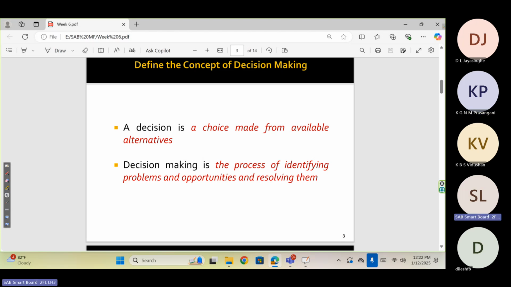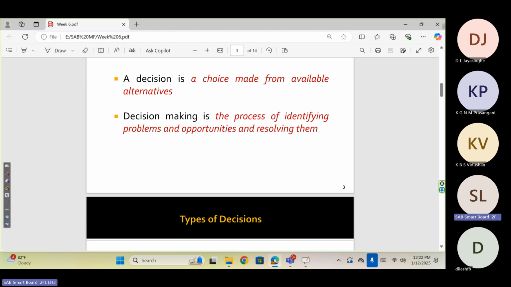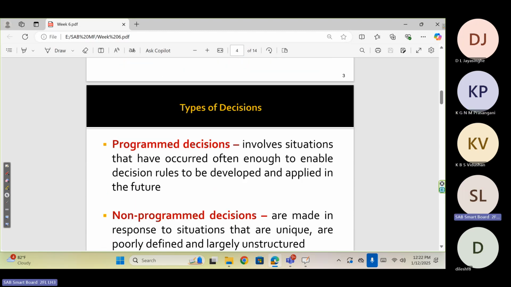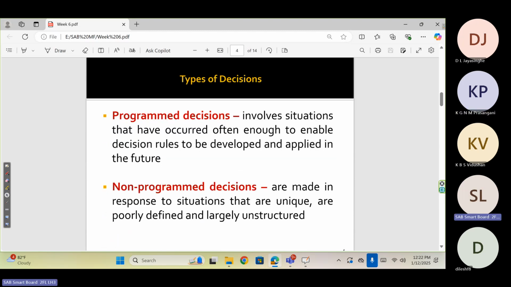Then to elaborate on this, we will identify different types of decisions we make. Broadly we can divide organizational decisions as program decisions and non-program decisions. Program decisions are also called structured decisions or planned decisions. Non-program decisions can be considered unstructured decisions, unplanned decisions. All operational decisions can be considered program decisions. All other decisions, including strategic decisions, can be considered non-program decisions.